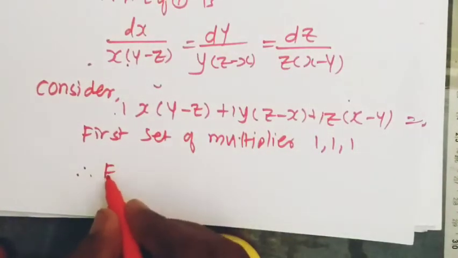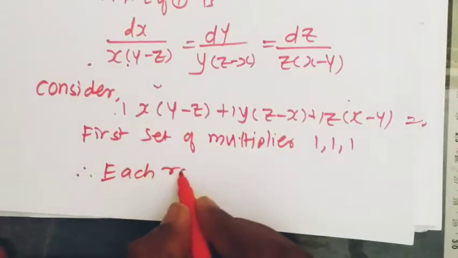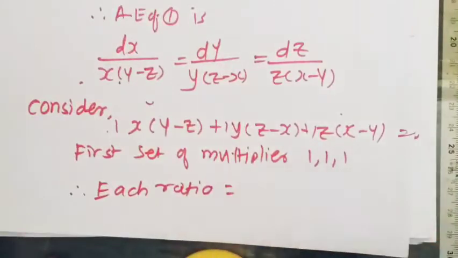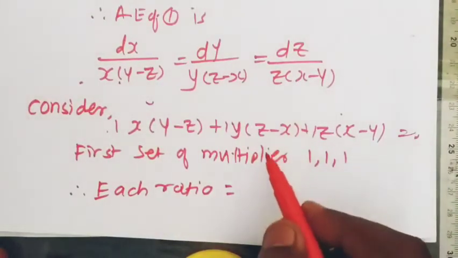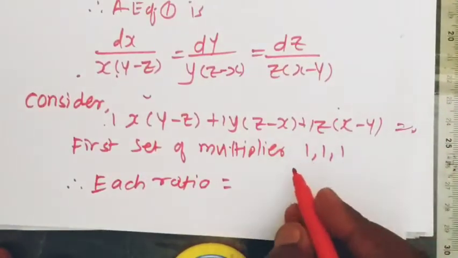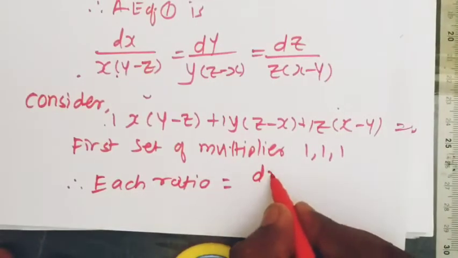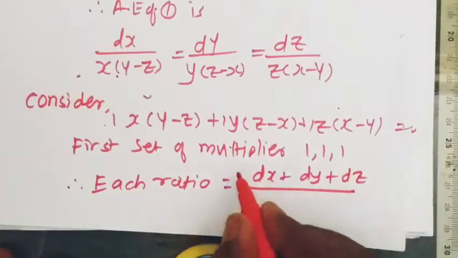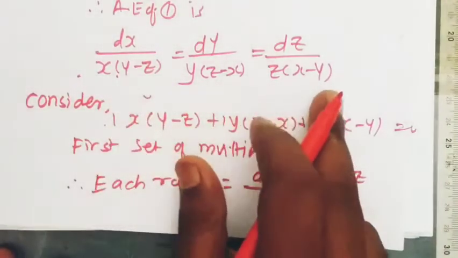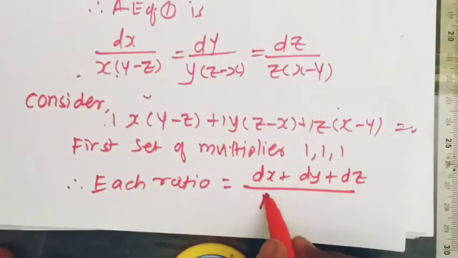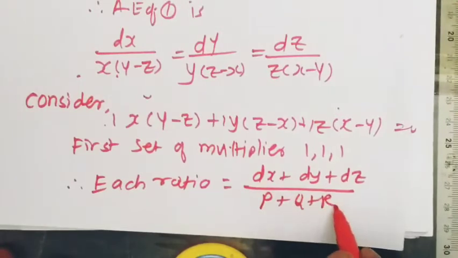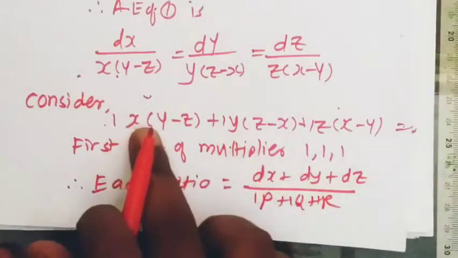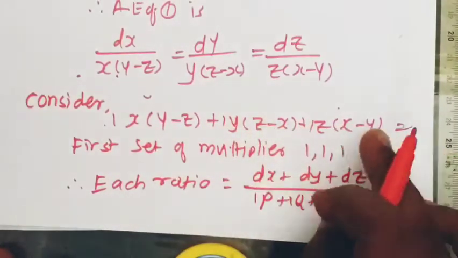Therefore each of these ratios equals the third ratio, the fourth ratio, which is what? L dx plus M dy plus N dz, that is 1 dx plus 1 dy plus 1 dz divided by 1 into P plus 1 into Q plus 1 into R, that is P plus Q plus R, and clearly you can see that P plus Q plus R equal to 0.